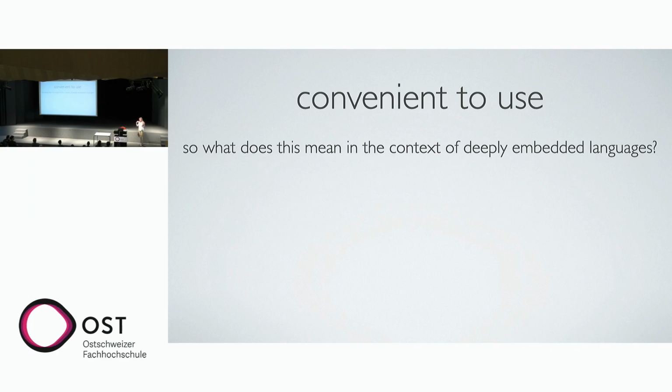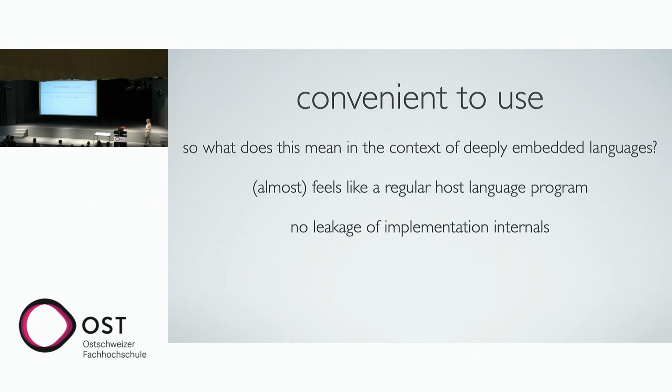Then I said, our goal was to have a language that's convenient to use for Haskell programmers. So what does that mean in the context of a parallel, embedded language? It should feel, programming in Accelerate, almost like programming in Haskell. That means, and this is not a trivial issue, that none of the implementation details leak to the program of Accelerate, even if you write a buggy Accelerate program or an illegal Accelerate program.